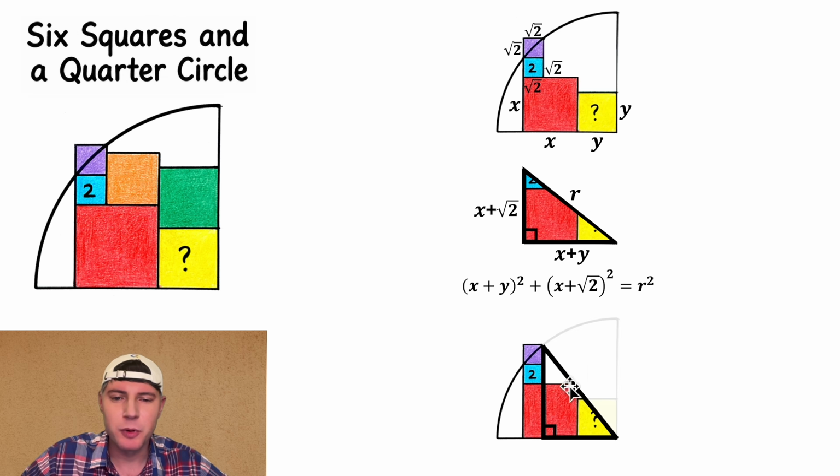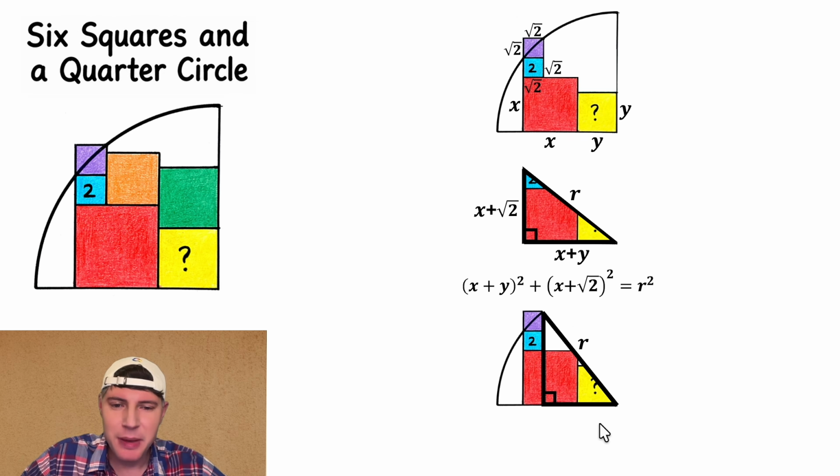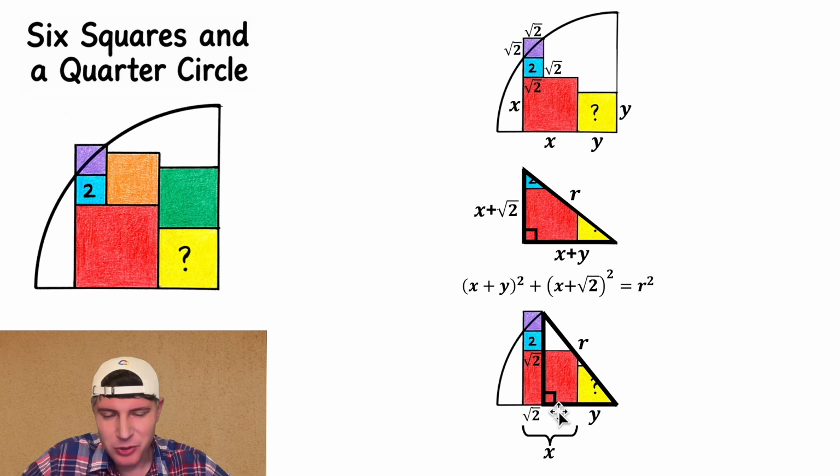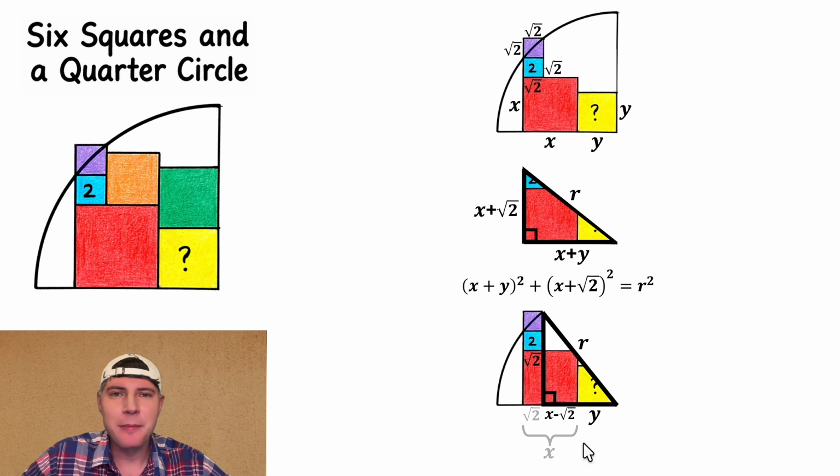And then we can do the same thing for this triangle. The hypotenuse, once again, is a radius of the semicircle. It'll be equal to r. And then for the base of the triangle, this will be equal to y. This whole thing is going to be equal to x. And this portion outside of the triangle will be equal to square root of 2. So this portion of the base of the triangle is going to be equal to the whole thing x minus this square root of 2. And that means the whole base is equal to x plus y minus root 2.